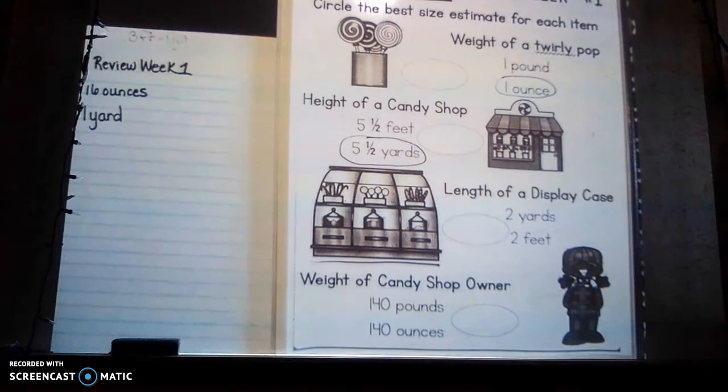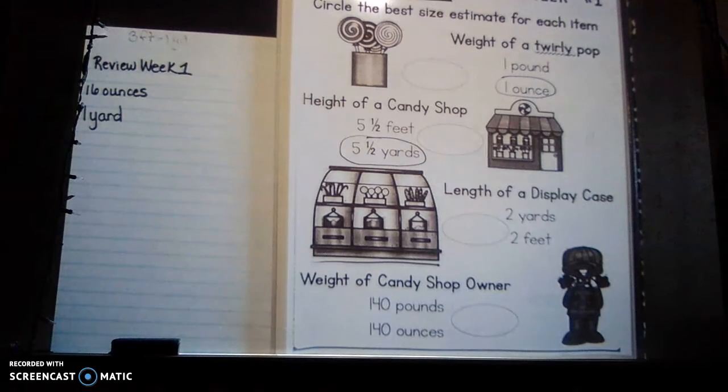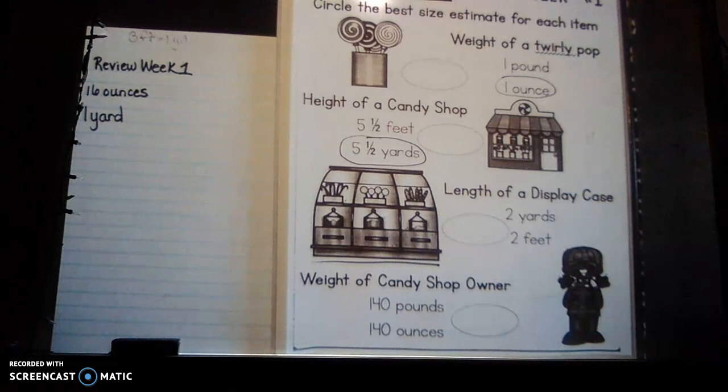And then the last one down at the bottom, the weight of the candy shop owner. Here's a picture of my candy shop owner. Again, we're talking about pounds and ounces. So remember, think about when you go to the doctor, about how many pounds do you weigh? The candy shop owner is probably an adult, so she might weigh a little bit more than you. And then you think that we weigh people in pounds or ounces? Remember, ounces are for little bitty light measurements of weight. Okay, you're going to do those last 2 on your own and then turn it in.